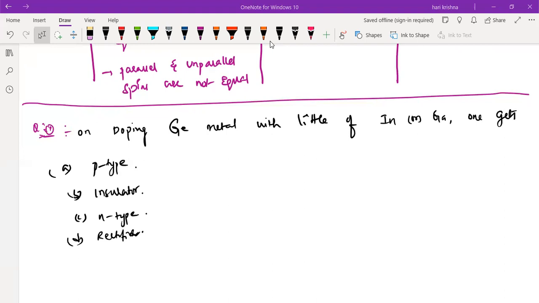First, germanium belongs to group number 14 and indium and gallium belong to group number 13. So whenever group 14 is doped with group 13, it will form the P-type of semiconductors. Okay, so option A is correct. It will form P-type semiconductors.